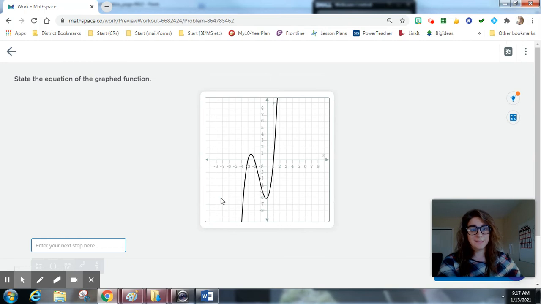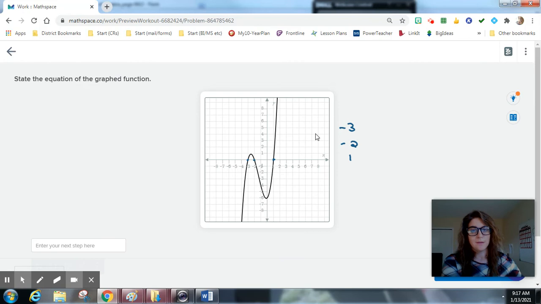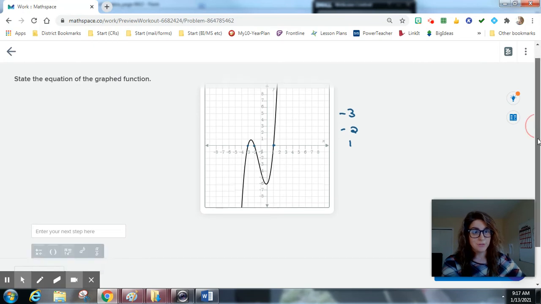Okay, so in this problem, we have a graph, and they want us to come up with the equation of the graph. Well, the easiest way to come up with the equation is to find our zeros, so these points right here. Those are pretty simple to find. They're at -3, -2, and +1. Those are going to be the numbers that we use.